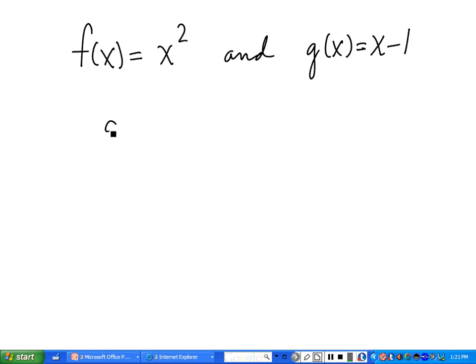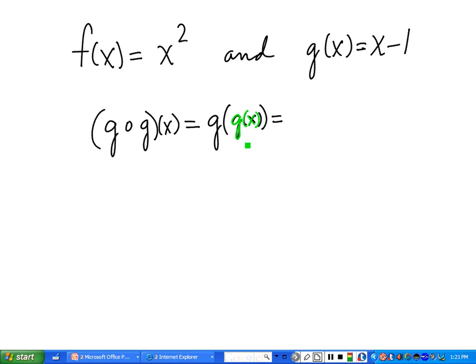Now let's do g of g of x. Since we have two g's here, we have g parentheses g of x inside. Let's make this new g of x green. So we have g of x here. Put the g parentheses, what goes inside? g of x again. So x minus 1 goes inside, because g of x equals x minus 1.